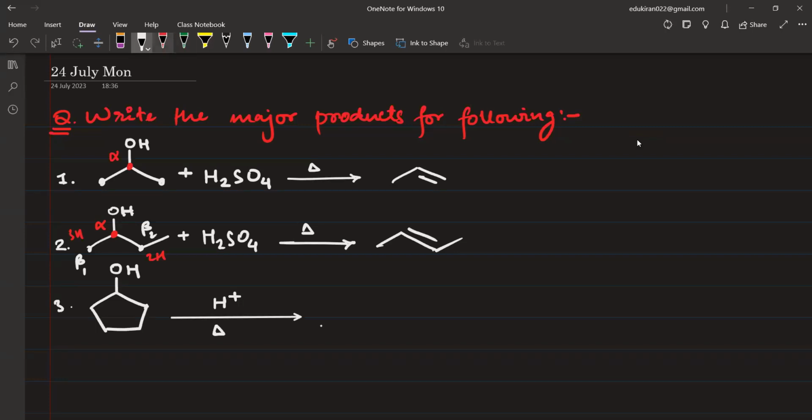In this case, the third case, we have this is alpha, and both the beta carbons, they are same. That is why I can remove the OH and make double bond with any one of the beta carbon like this. Okay. All of you done? Yes or no? Please tell me.